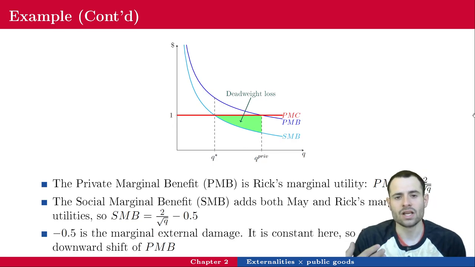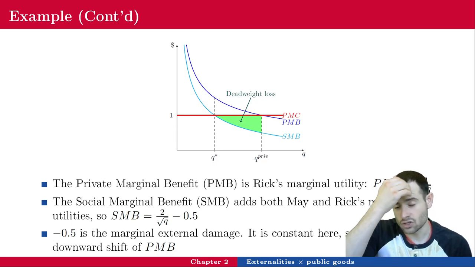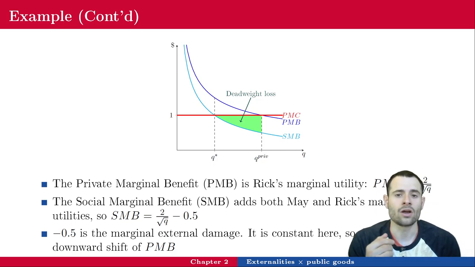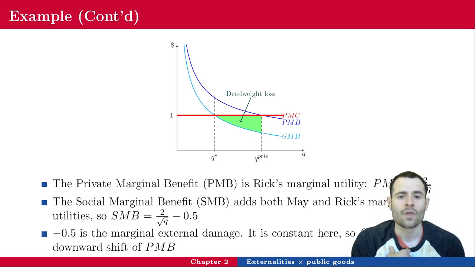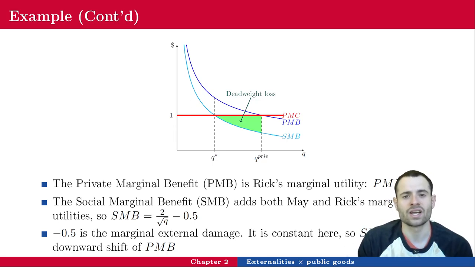Minus 0.5 here is called the marginal external damage. Since it is constant, SMB is a downward shift of PMB. It turns out the marginal external damage is not always a constant. I might have some disutility from secondhand smoking on the first cigarette, but if you make me secondhand smoke on 20 cigarettes, then my utility is going to get way worse. It's not going to be just 20 times the disutility of one cigarette, because I really don't want to accumulate secondhand smoking.